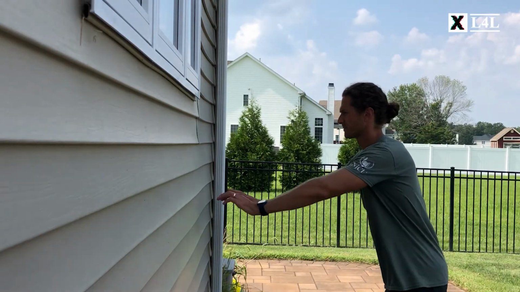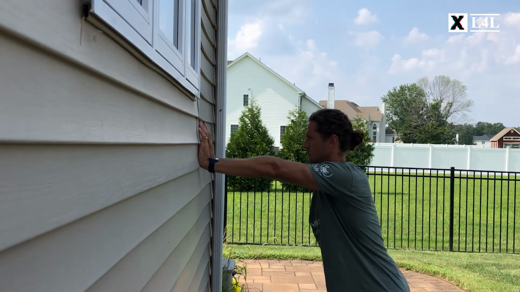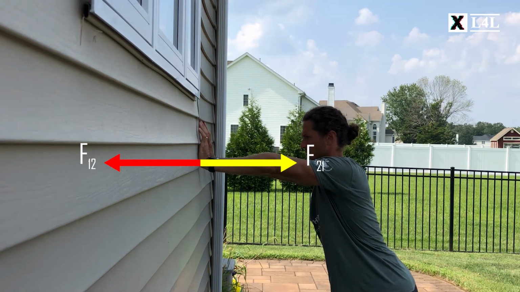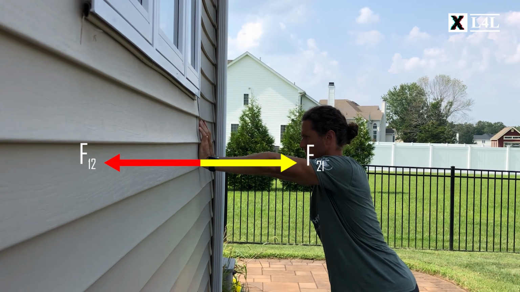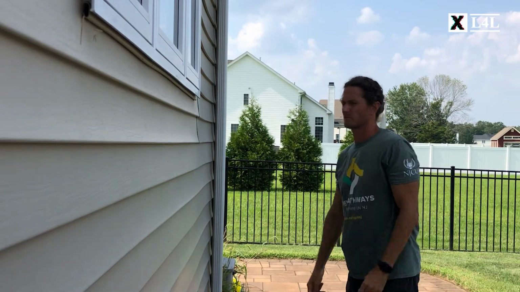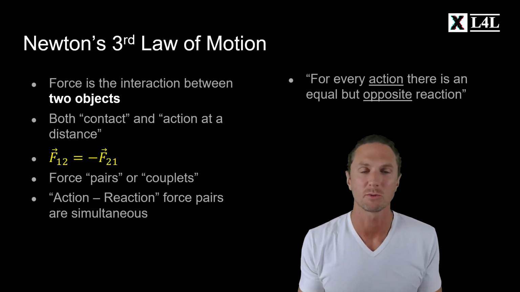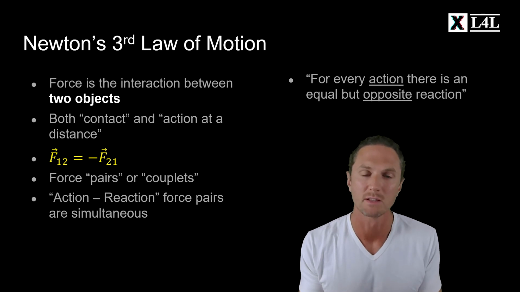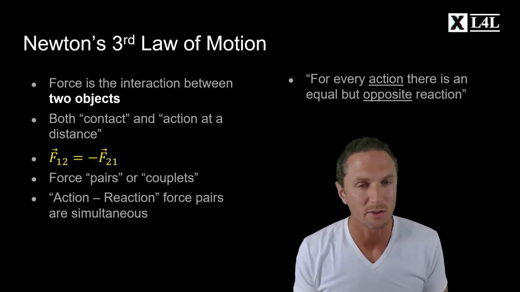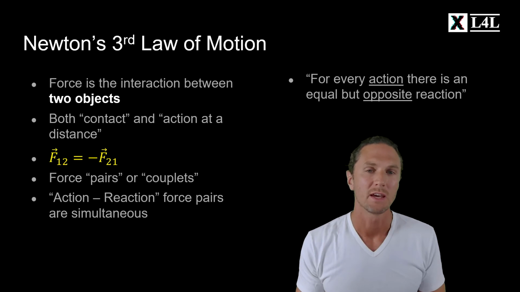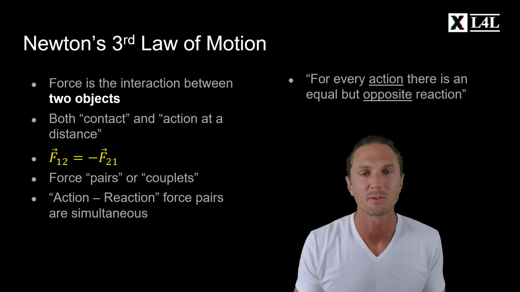For objects that are in static equilibrium, or not accelerating or not moving, Newton's law still applies. As I push on the house, the house pushes back equally on me, just in the opposite direction, demonstrating Newton's third law. So just to recap, remember that Newton's third law has to do with the forces and the force pairs. It's always between two objects that are interacting, causing these forces, and they're going to be equal in magnitude and opposite in direction. Thank you, and I'll see you soon.